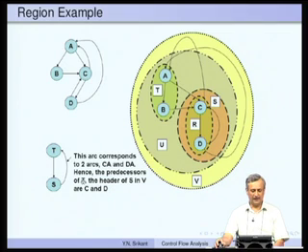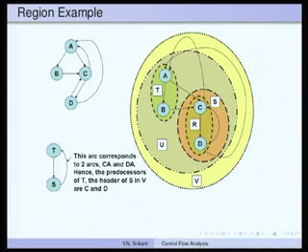This is the end of control flow analysis, and in the next class, we will consider possibly optimizations and then data flow analysis on regions.